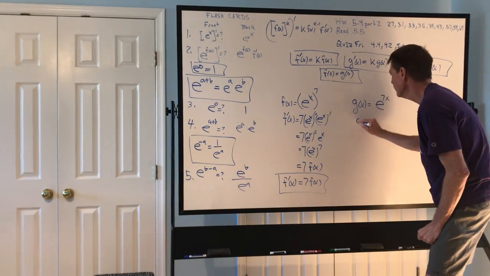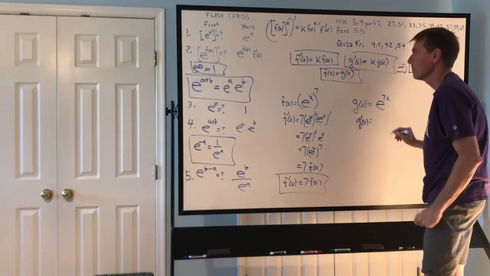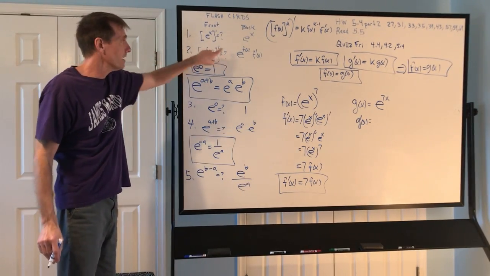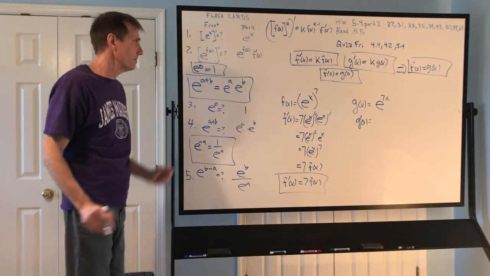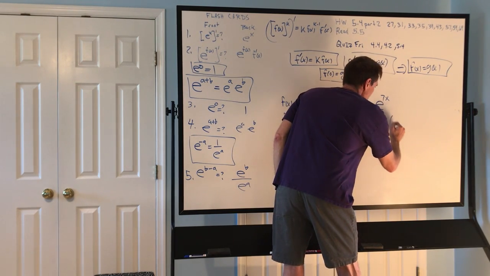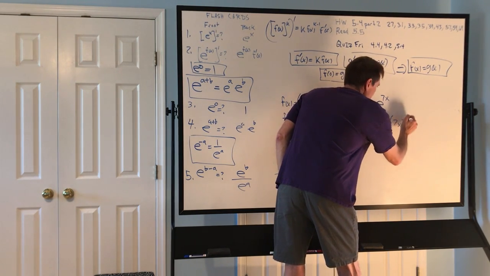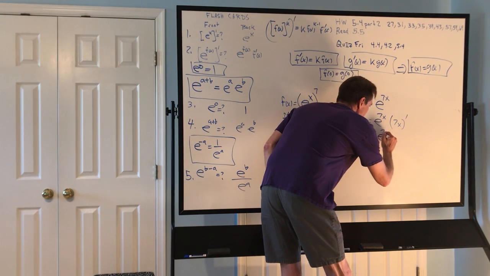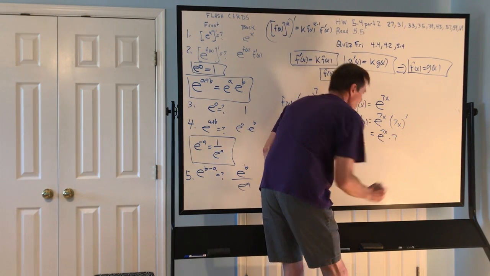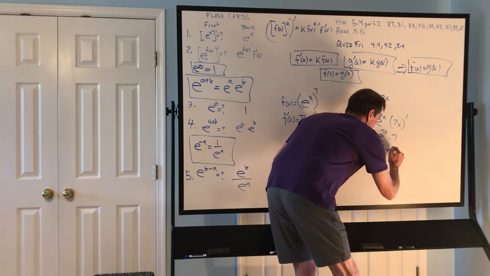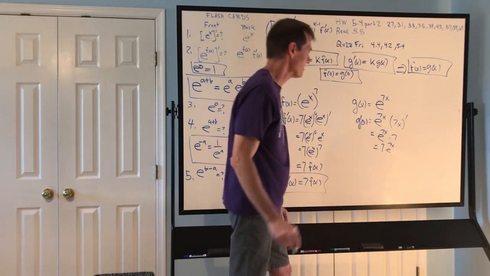Let's take the derivative of this. This one's a little bit easier. We can just use our second flashcard. The derivative of e to the f of x is e to the f of x times f prime of x. So this is just e to the 7x times the derivative of 7x, which is e to the 7x times 7, which is equal to 7 times e to the 7x.